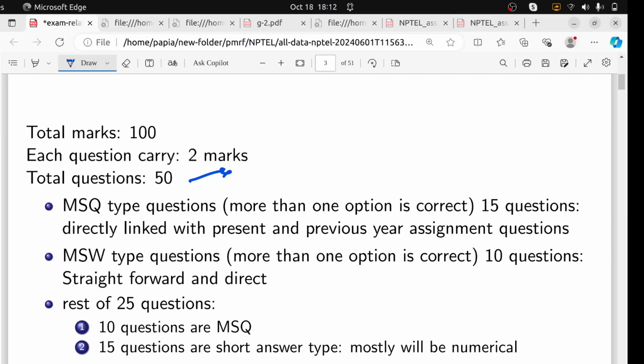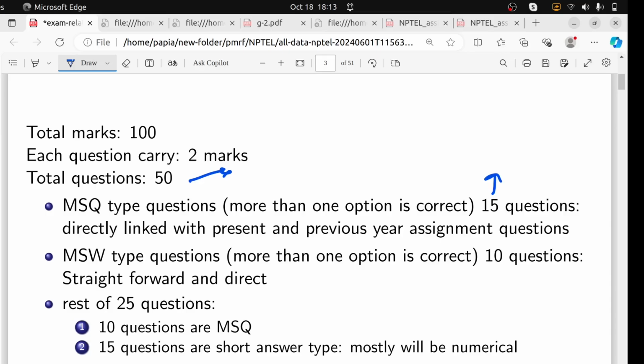Among these 50 questions, how will it be distributed? 15 questions will be MSQ type. MSQ means multiple selection type question, which means more than one option will be correct. It is not that only one option will be correct. MSQ is a term you are very familiar with from NET, GATE examinations, so I am not going to explain it anymore.